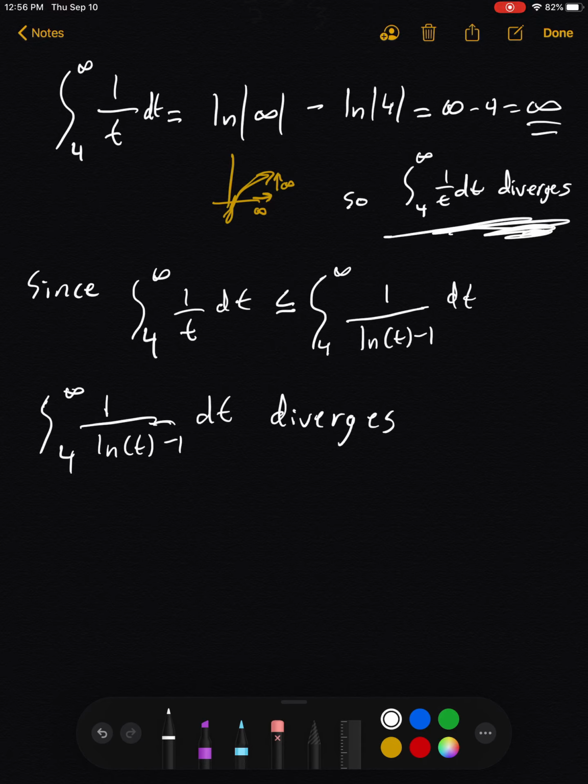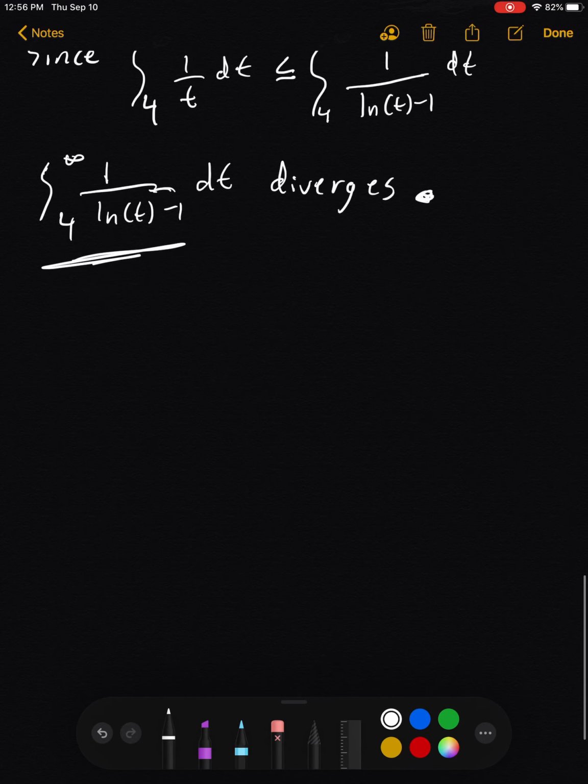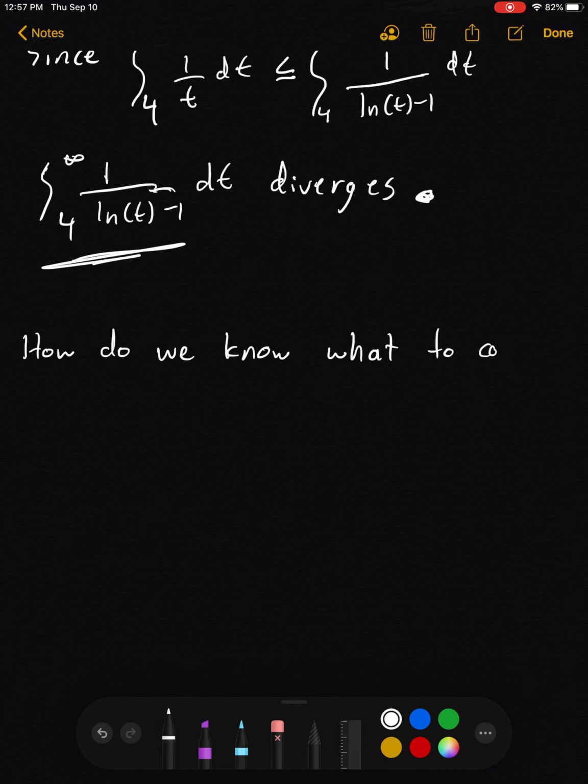So basically every time you do this, you're going to find a comparison function, you establish if it converges or diverges, and then you use that to claim something about the original function. But because of that, we are done. So that is an example of the other way around. We've now done an example of showing it converges and an example of it diverging. And you might be wondering, how do I know what to compare with?